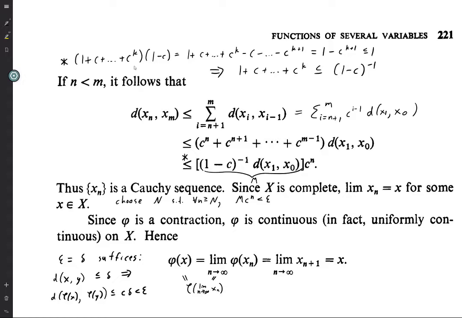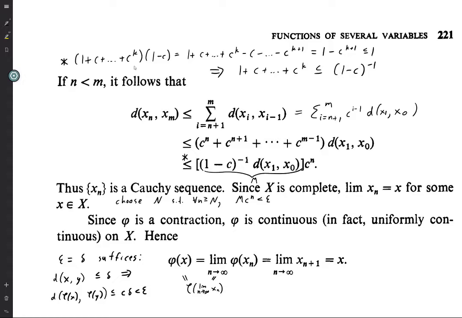So, let's see here. We have that the sum from 1 to c to the k times 1 minus c is less than or equal to 1, so you just divide both sides by 1 minus c, which is not dividing by 0 since c is less than 1. And so you get the inequality 1 plus c plus all the way up to c to the k is less than or equal to 1 over 1 minus c. And so that's the exact inequality that we're using in this final step here.